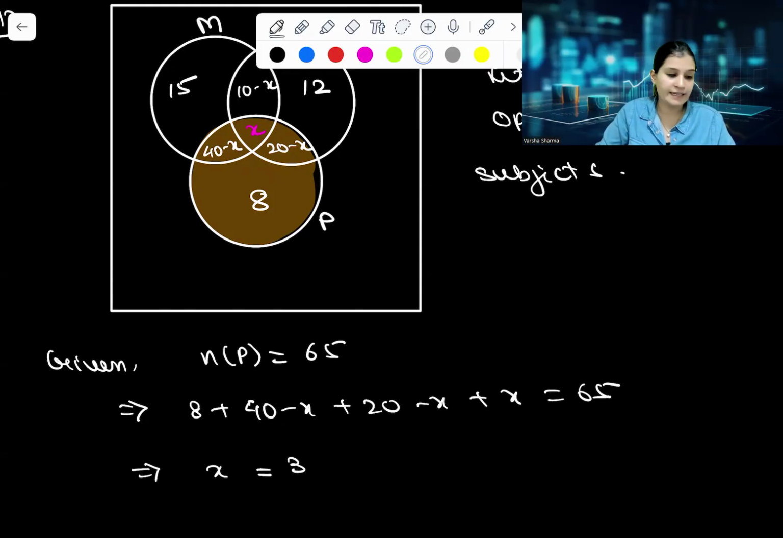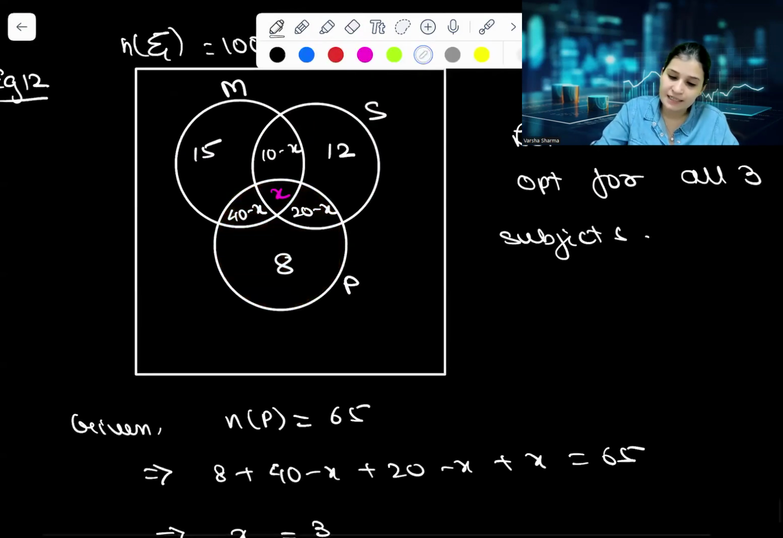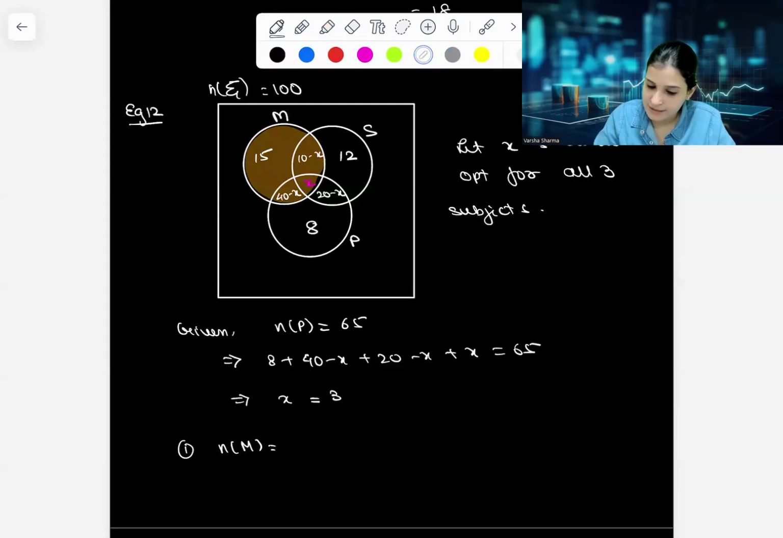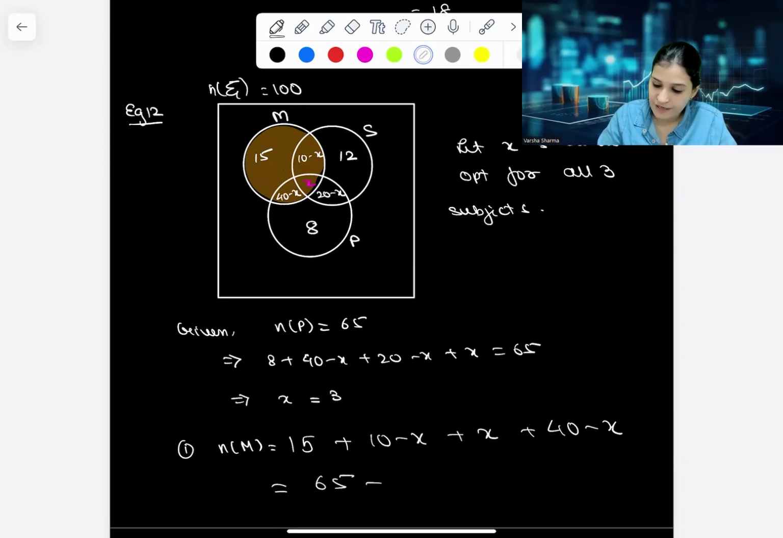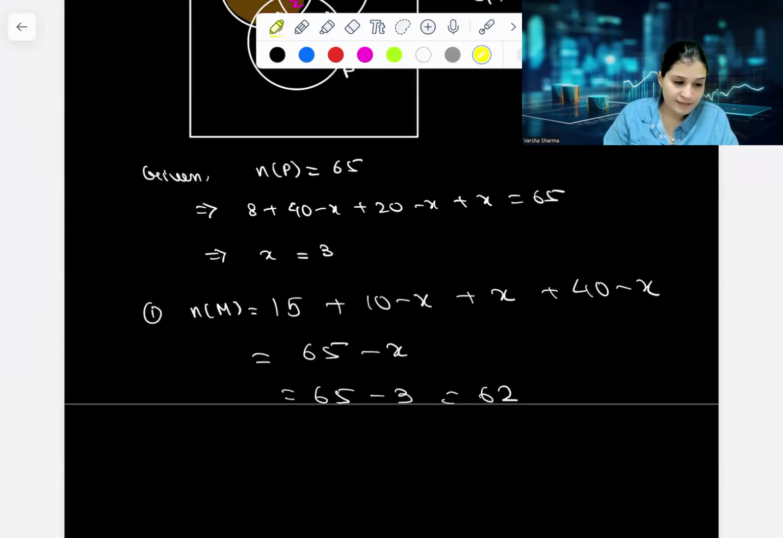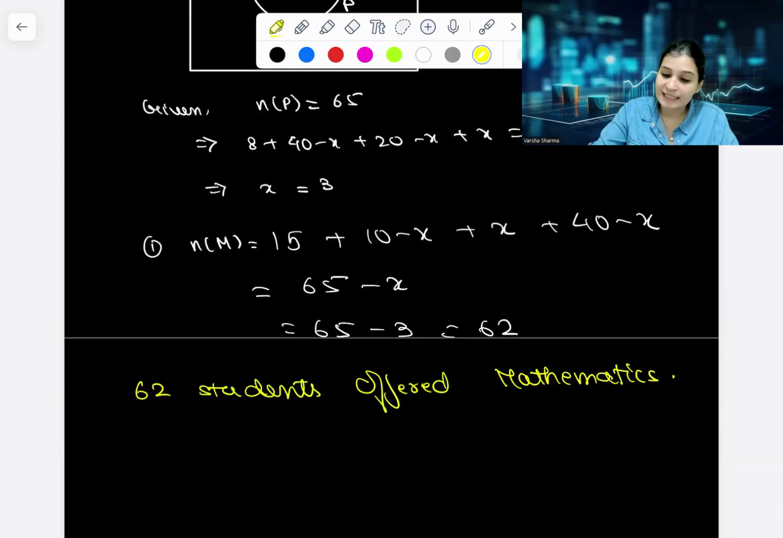Right? We got X. Then, how many offered maths? In the math circle, we need to add and then put the value of X. Number of people in maths: 15 plus 10 minus X plus X plus 40 minus X. That is 65 minus X. Put the value of X to be 3. That makes it 62. So 62 students offered mathematics.